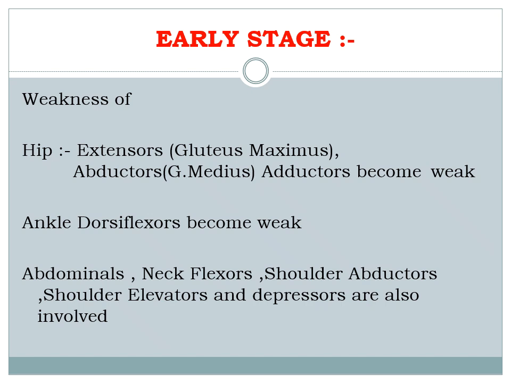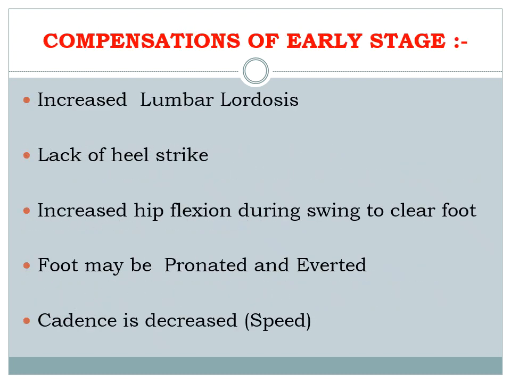In the early stage, we have seen that the hip extensor gluteus maximus, abductor gluteus medius, and adductor muscles, and dorsiflexors become weak. Then abdominal, neck flexors, shoulder abductors, shoulder elevators, and depressors. Compensation of the ear is increased, and lumbar lordosis.